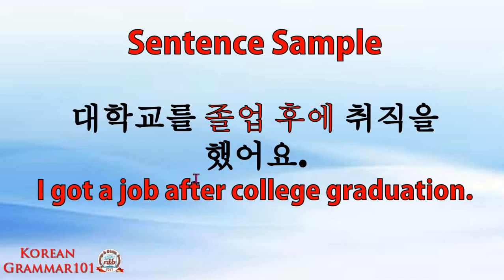Okay, the next example is 대학교를 졸업 후에 취직을 했어요. 대학교 means university or college. 졸업 means graduation. 후에 is after, so that means after graduation. 취직 means employment or job. And 했어요, from the root word hada, to do, 했어요 is in past form. Okay, so literally it means I got a job after college graduation.